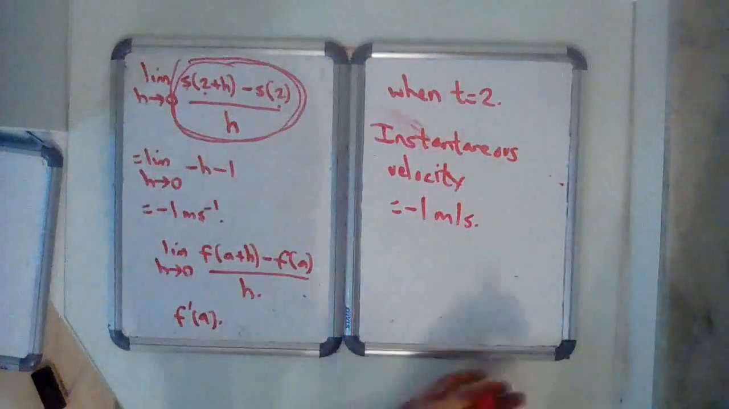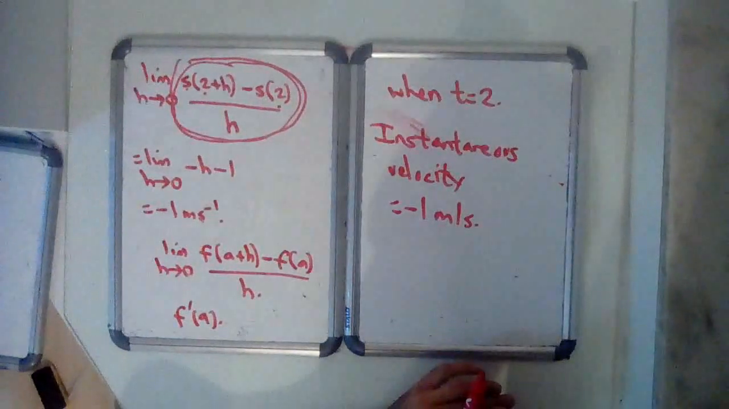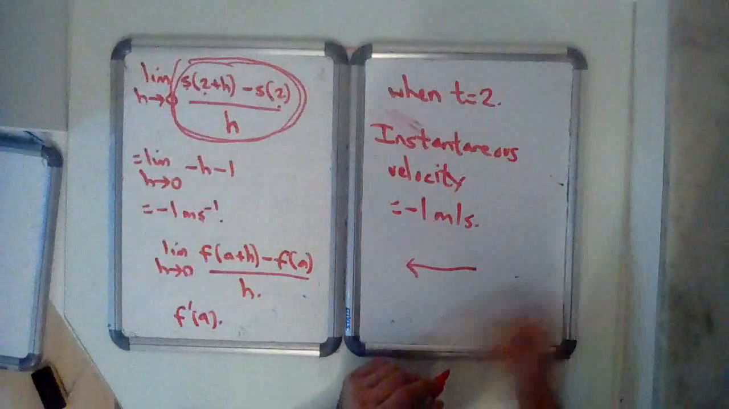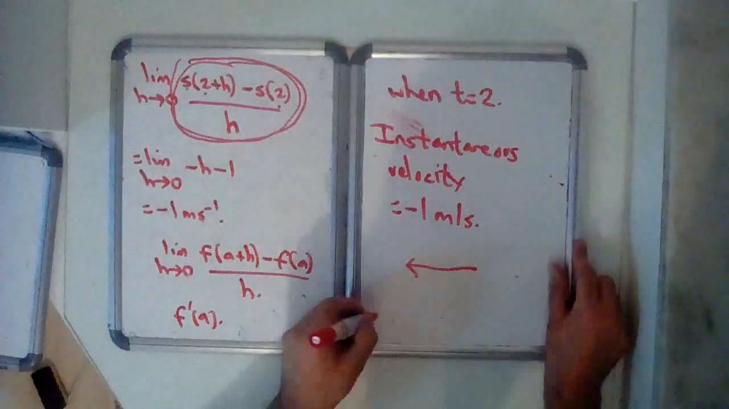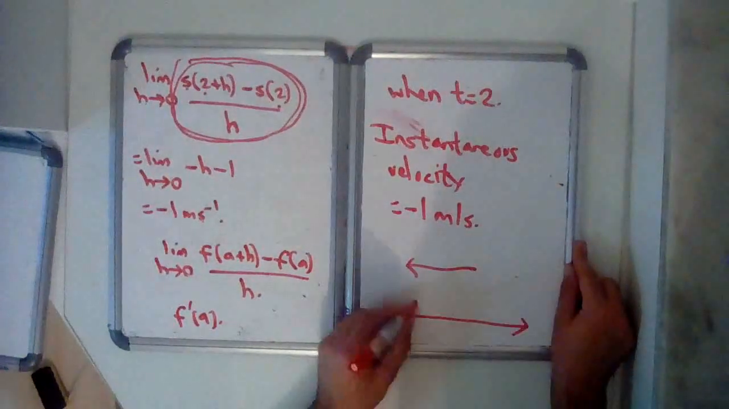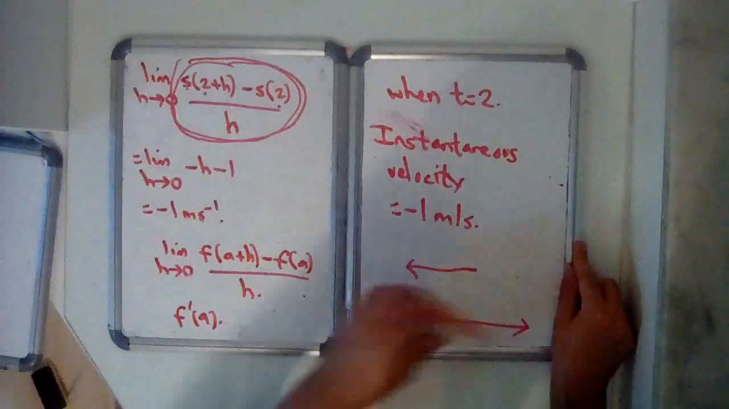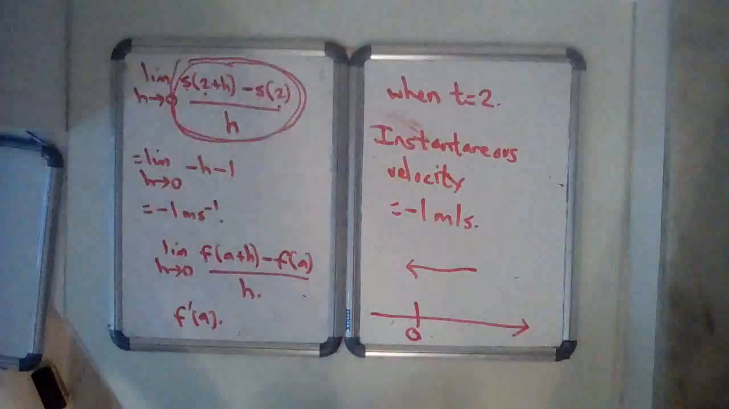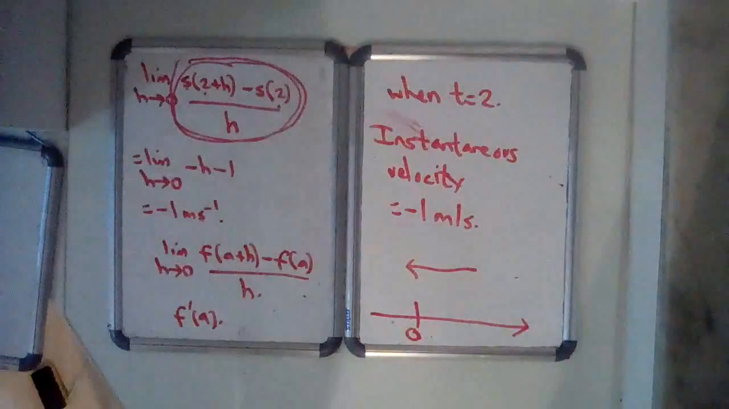So the 1 means it's travelling at 1 meter per second, and the minus means it's going to the left. So if you look upon the line of motion with some kind of origin here, it's going this way along the line. And we'll do a lot more about that in the coming examples and questions.